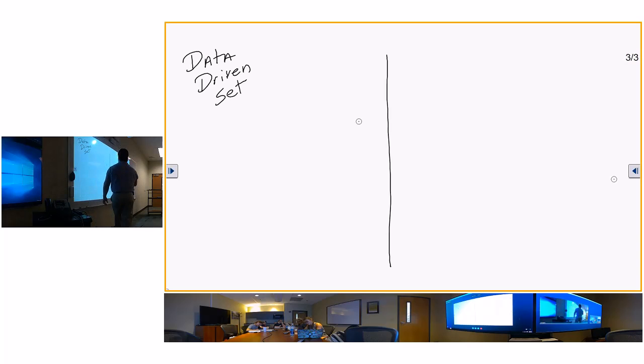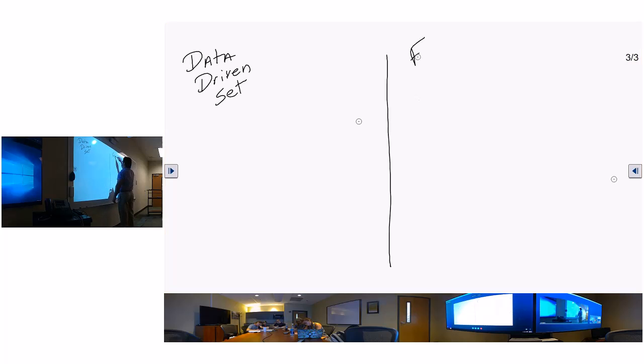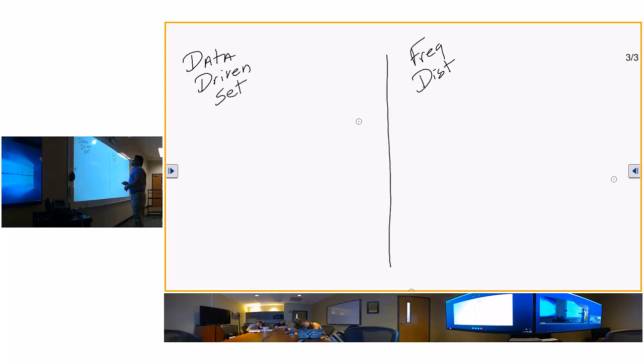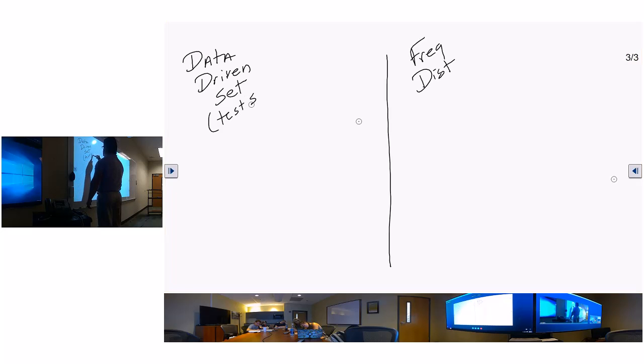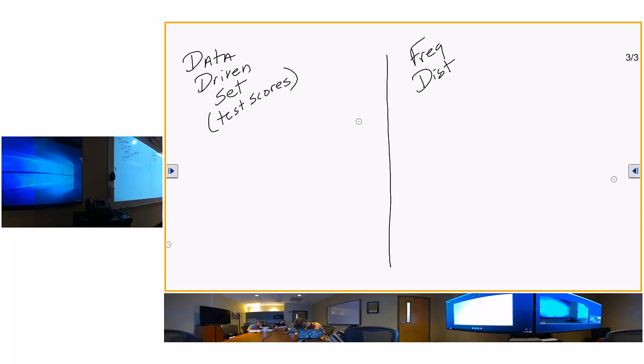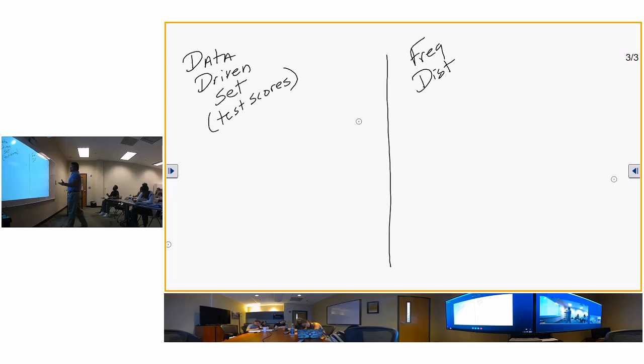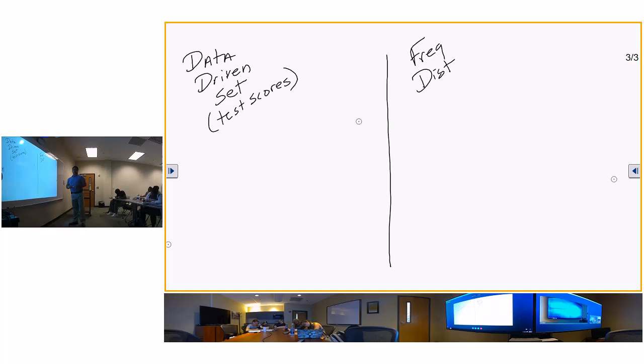And then there's the frequency distribution. A data-driven set, put in parentheses, test scores. Everybody in here can do your test average since you were in, what, third or fourth grade? You add them together and you find your mean. Y'all know how to do those, okay? Frequency distribution, very few people know how to find the mean and the standard deviation about the frequency distribution. But that's not what I'm talking about right here.